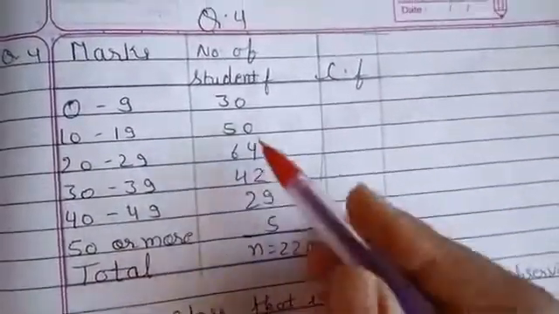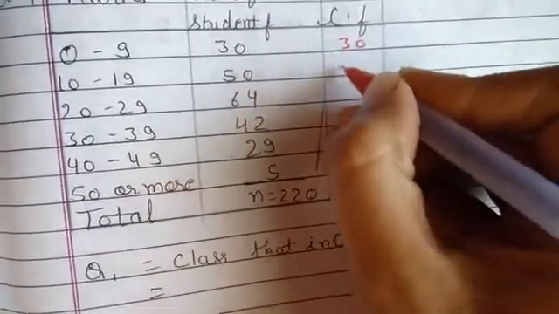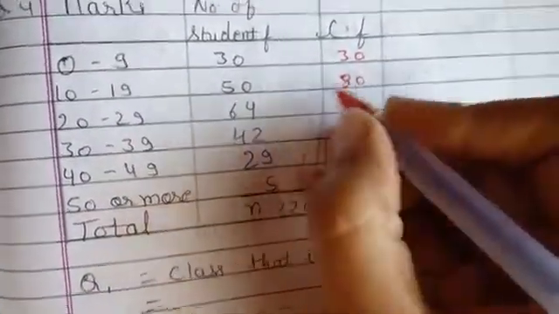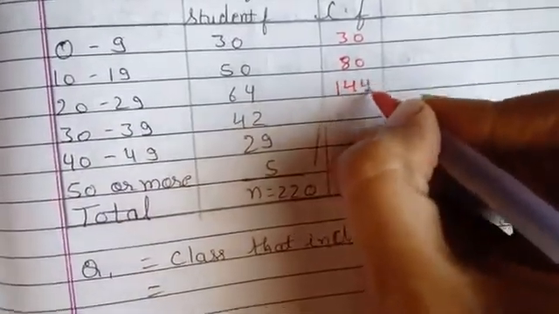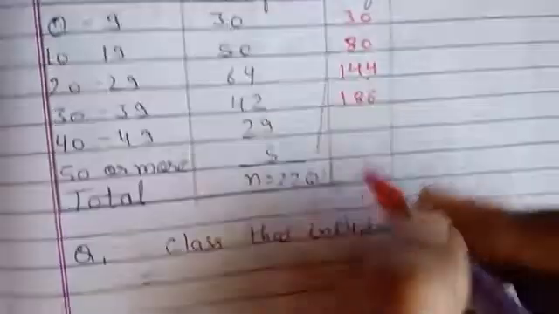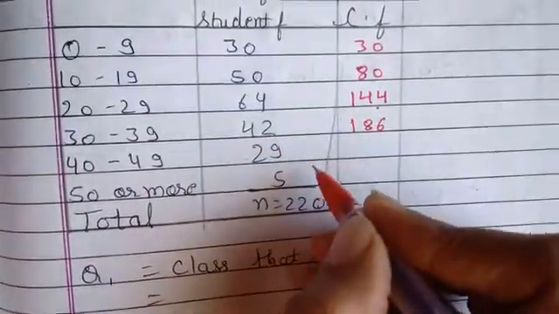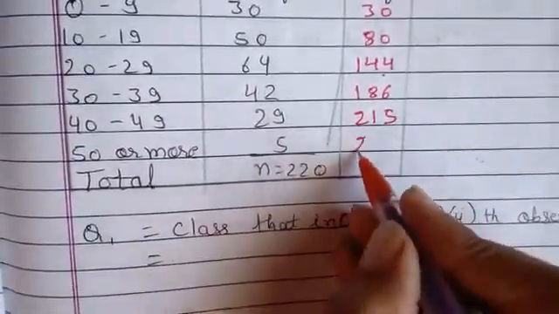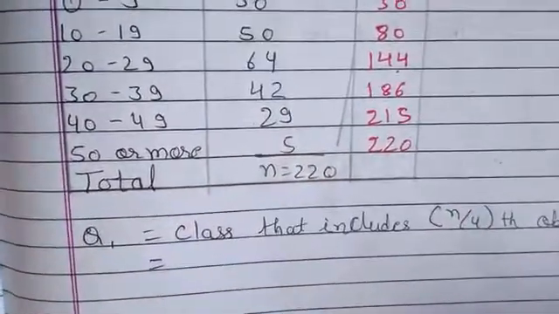Now marks and number of students F is given. First of all calculate CF. So 30 plus 50 is 80. 80 plus 64 is 144. 144 plus 42 is 186. 186 plus 29 is 215. 215 plus 5 is equal to 220.